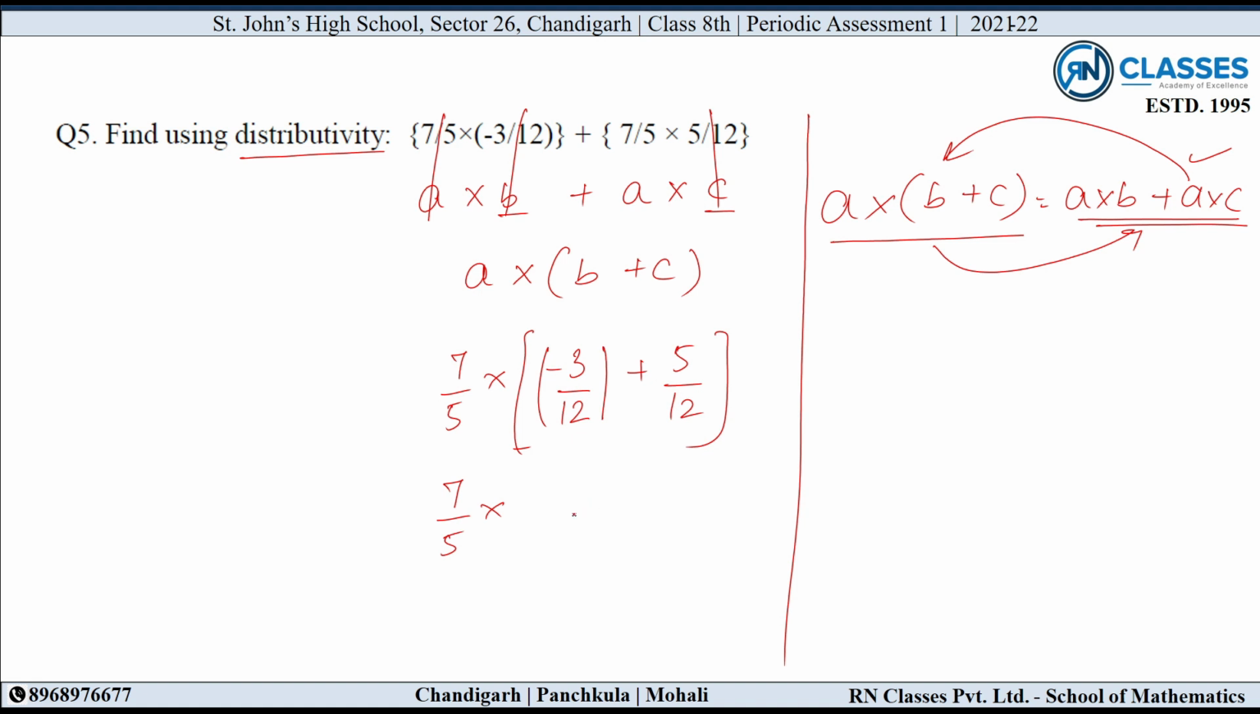12, both in the denominator, so 12 is the LCM, -3 plus 5. Right, so 7/5 into -3 plus 5 is 2 over 12. You have to solve this. 2 sixes are 12. So the answer is, let's write the answer here, 7/5 into 1/6 is 7/30. This is the right answer.